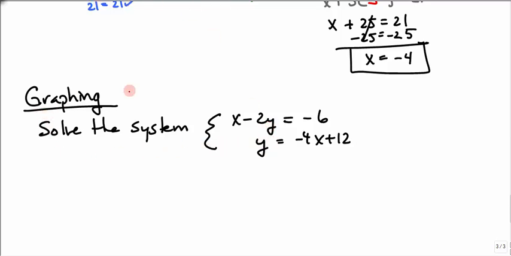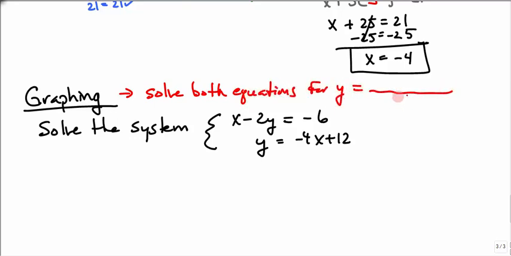Now to use graphing, I have to solve both equations for y equals. I should be careful how I say that. So this one's ready. y equals negative 4x plus 12. This one I need to still solve.